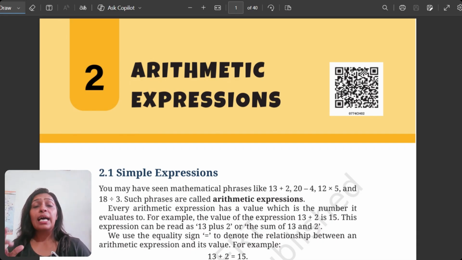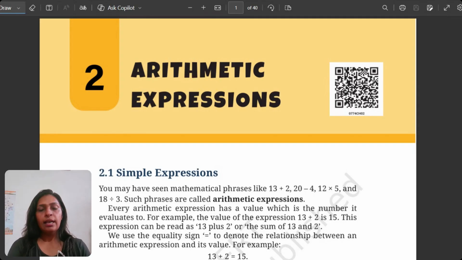So let's begin this. Chapter number 2 is arithmetic expressions. Let's first understand what arithmetic expressions are. Any statement, if we have expressed it in mathematical form, is an arithmetic expression. For instance, 11 plus 2 is an arithmetic expression. And if we get the equality sign in that, it becomes an equation. If the equality sign comes there, it becomes an equation.